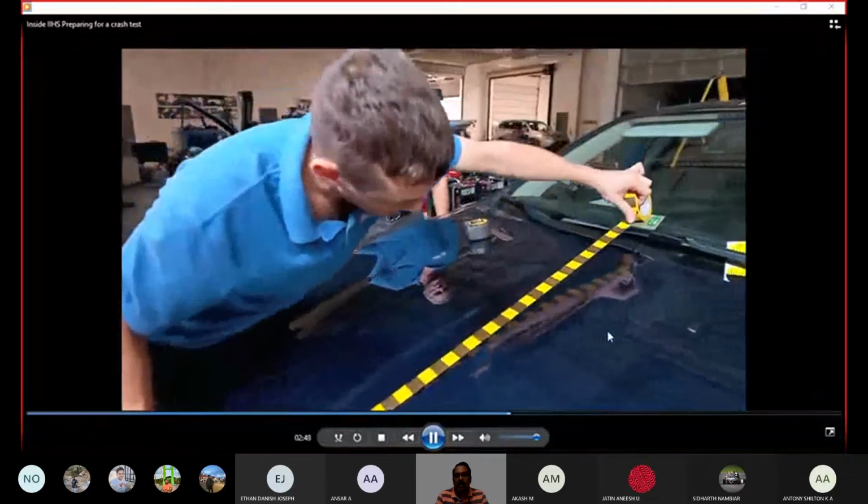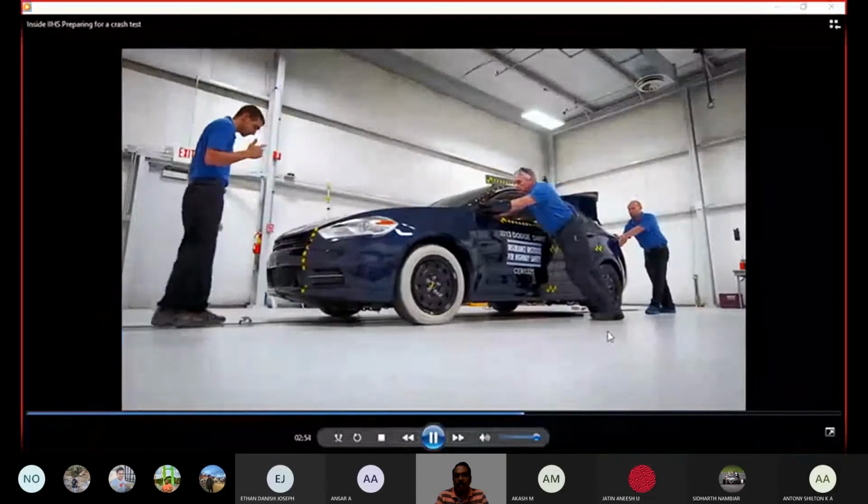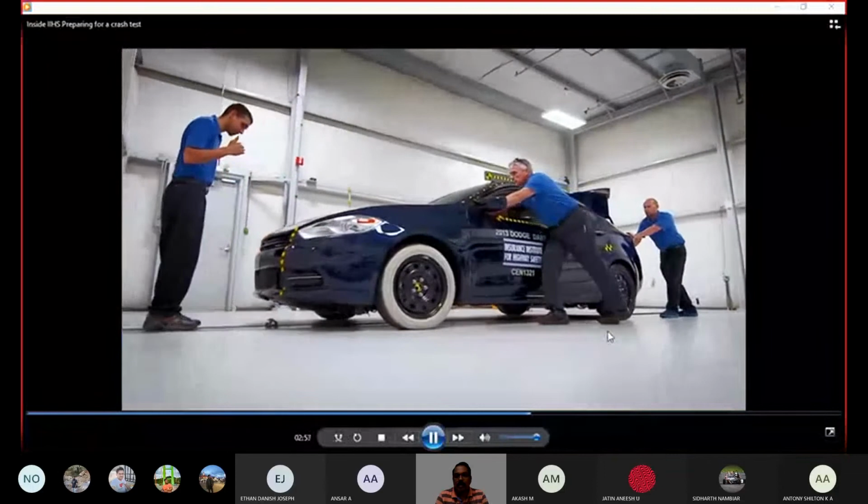Right now, what you're seeing taking place is striping the center of the vehicle. We'll be using these marks in order to align the vehicle on the crash machine before it's tied down.